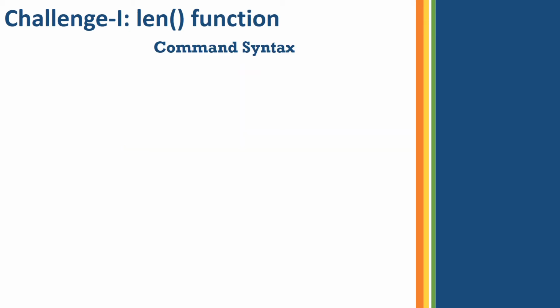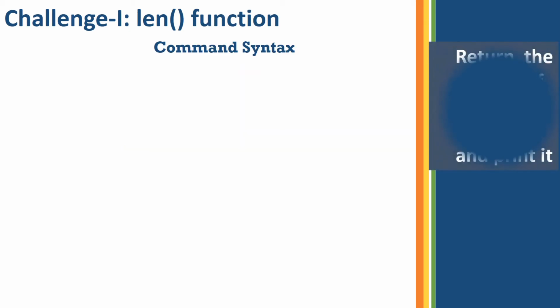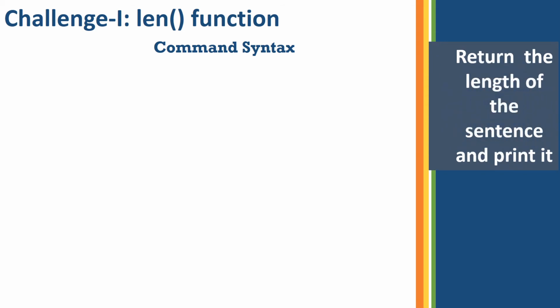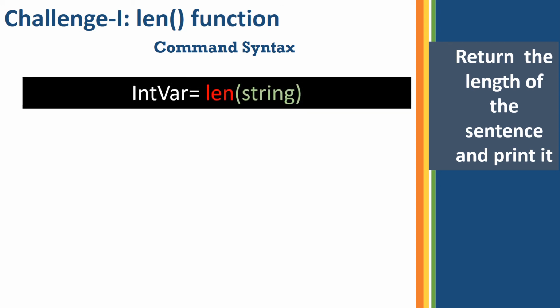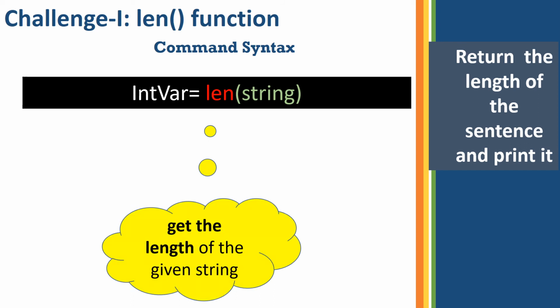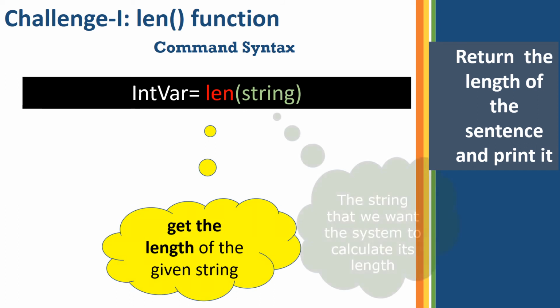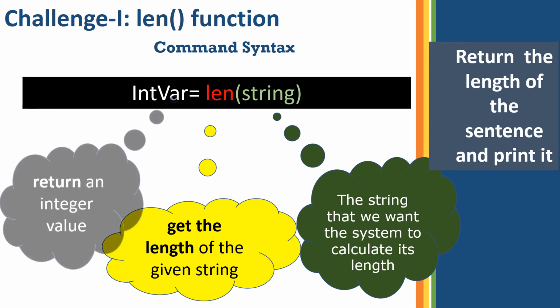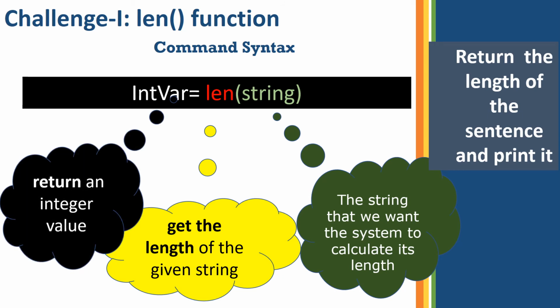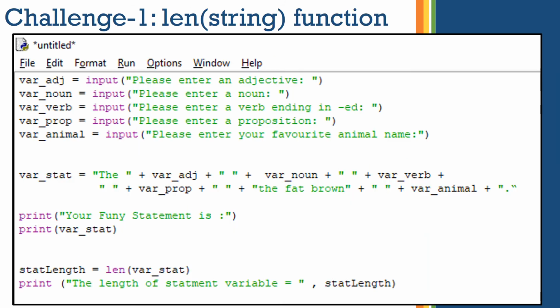In this slide, I will tell the system to return the length of the formed sentence and print it. To do so, I will use the len function. Len is used to get the length of a given string. We will pass the string that we want the system to calculate its length. The return value is an integer value. As a result, our code will be as shown in this slide.